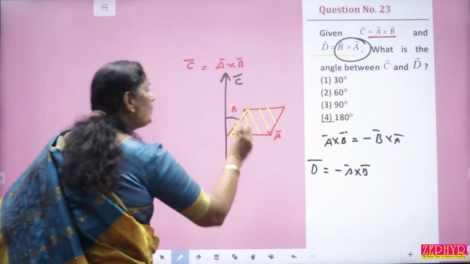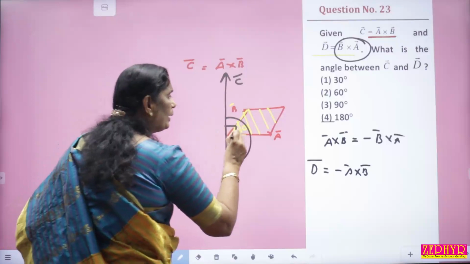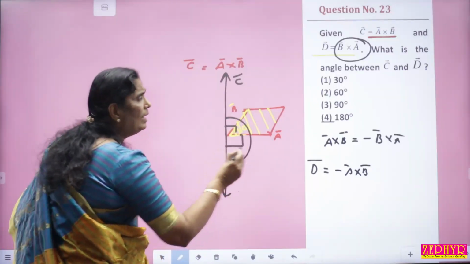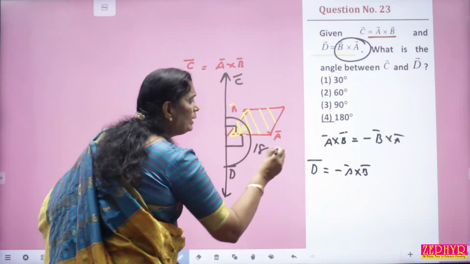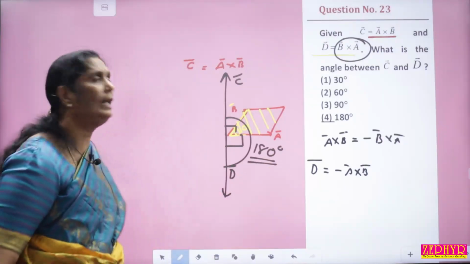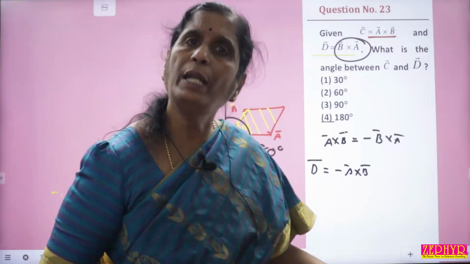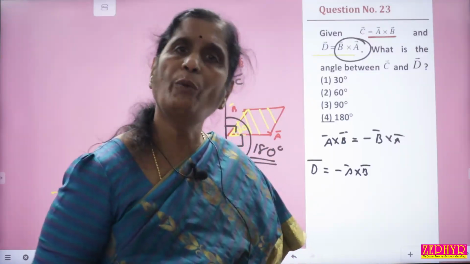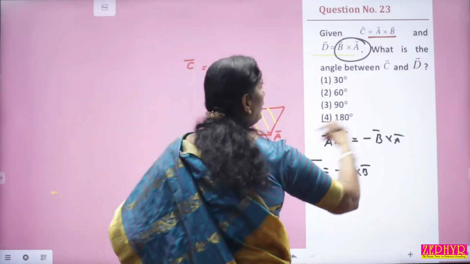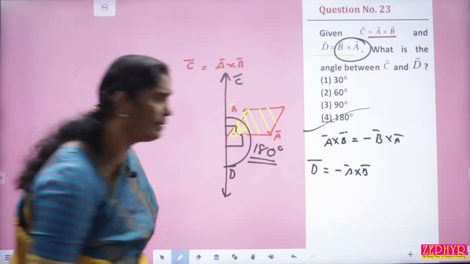So what is the angle between them? This is always perpendicular to this, and this is always perpendicular to this. So the angle between them will be 180 degrees. C bar and D bar are negative vectors, so definitely the angle will be opposite. So 180 degrees, you can say like that. Simply we can say like that.